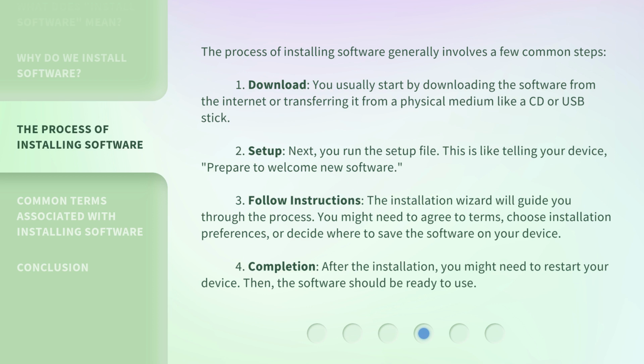3. Follow instructions. The installation wizard will guide you through the process. You might need to agree to terms, choose installation preferences, or decide where to save the software on your device. 4. Completion. After the installation, you might need to restart your device. Then, the software should be ready to use.